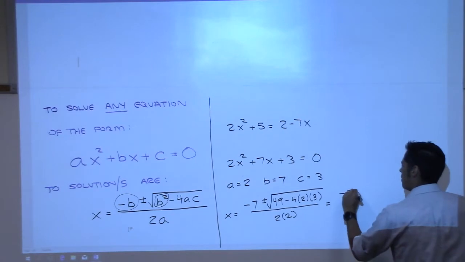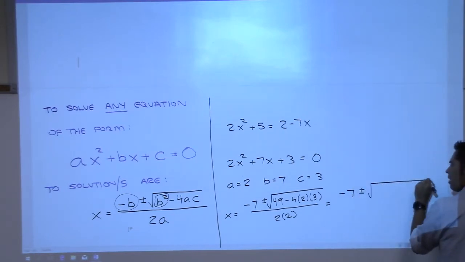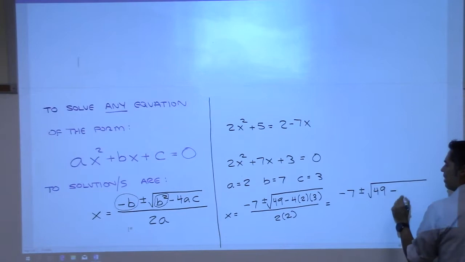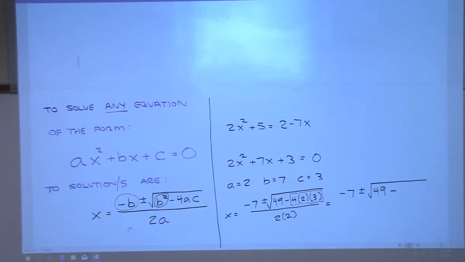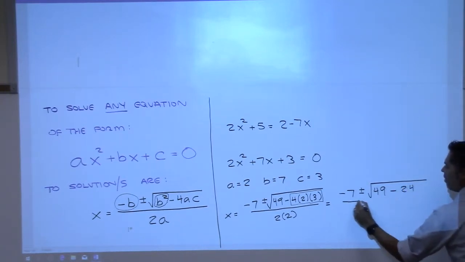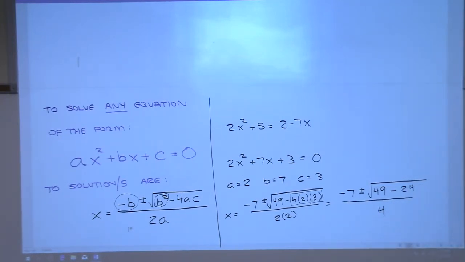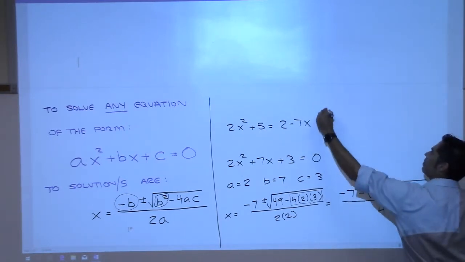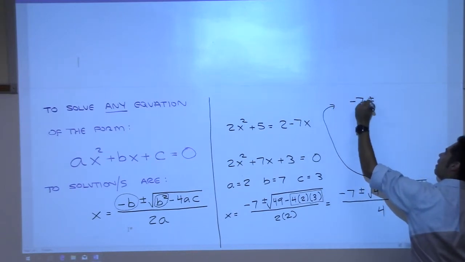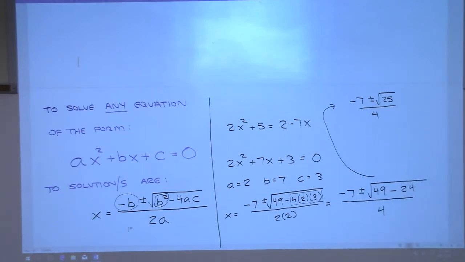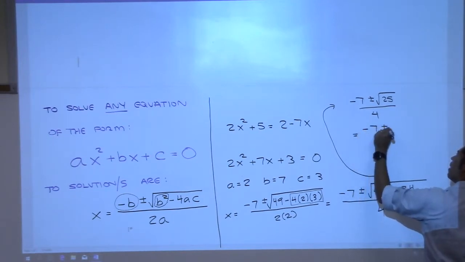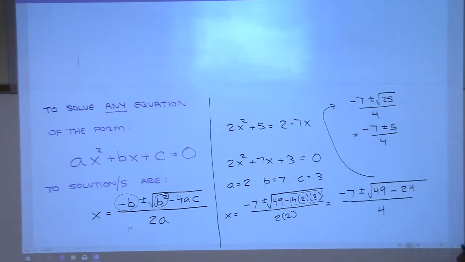This should be negative 7 plus or minus the square root of 49, and then minus, what are these three numbers multiplied together? What is it, 24? 24 goes here, all over 4. What's 49 minus 24? 25. So this becomes negative 7 plus or minus the square root of 25 over 4. And the square root of 25 is a perfect square, isn't it? It's 5. So this becomes negative 7 plus or minus 5 over 4.